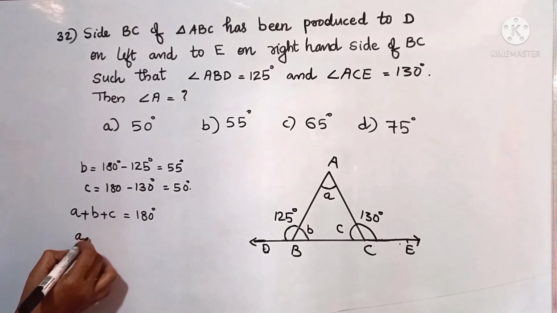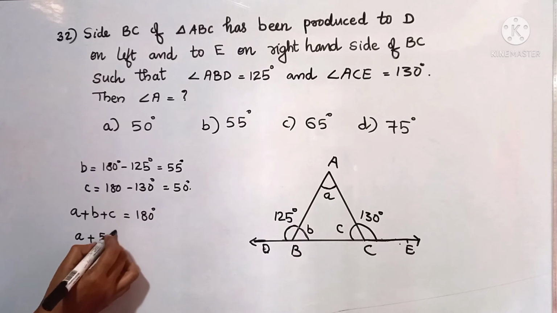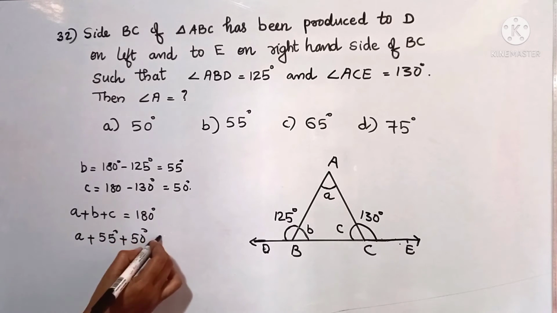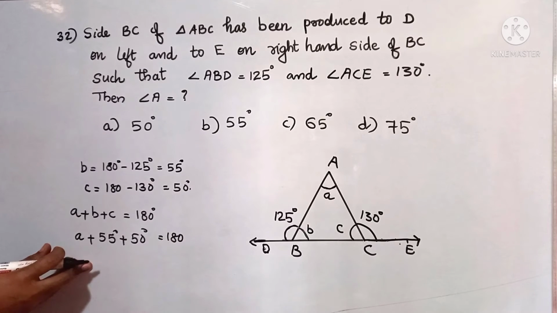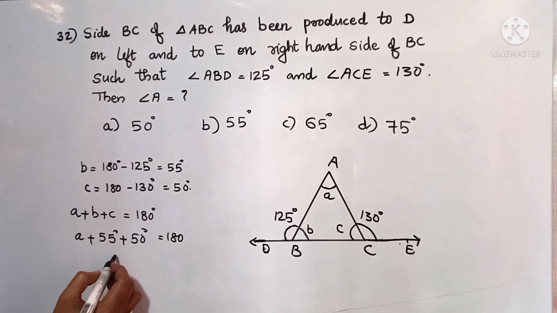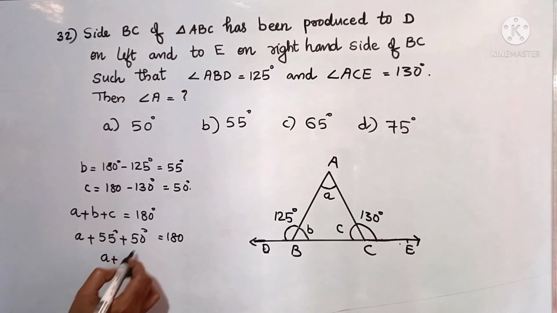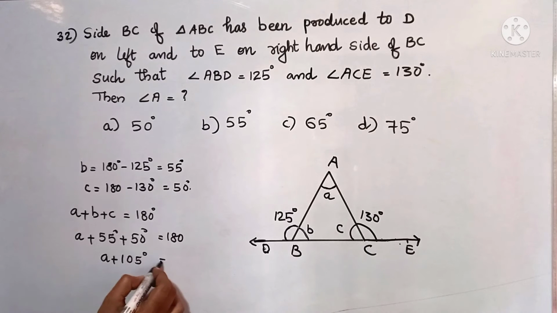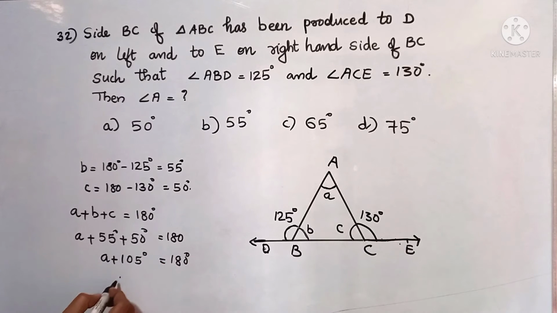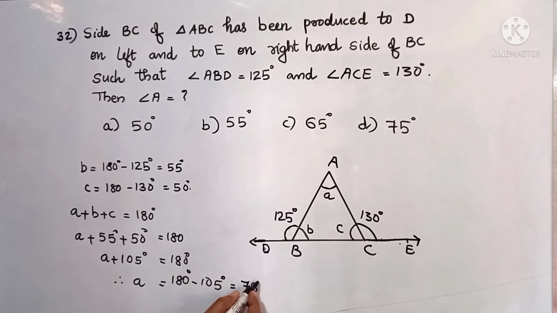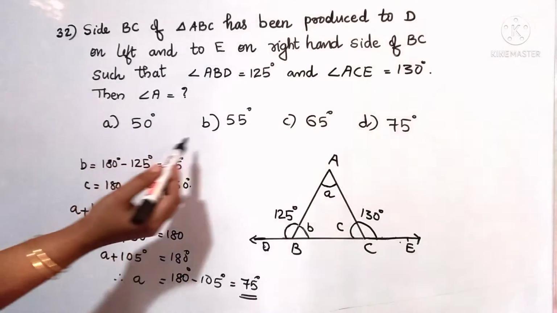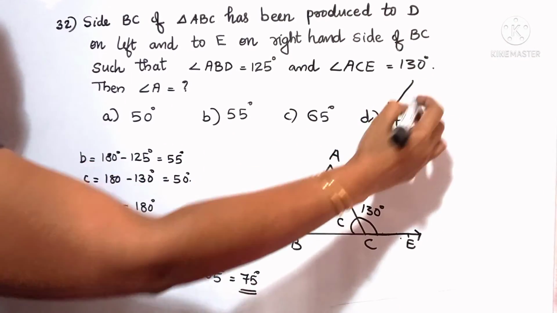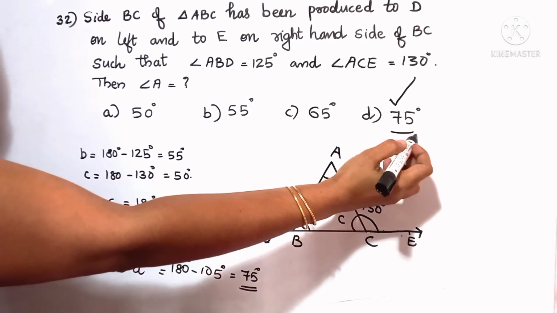Here A we don't know, B is 55 degrees and C is 50 degrees, and that is equal to 180 degrees. Now we have to solve this linear equation to find the value of A. Then A plus 55 plus 50, 105 degrees, is equal to 180. Therefore A is equal to, transposing 105 to the right, 180 minus 105 degrees, that is equal to 75 degrees. Then we search for that answer. Here it is 75, so option D is the right answer, 75 degrees.